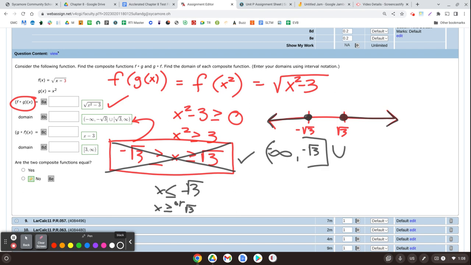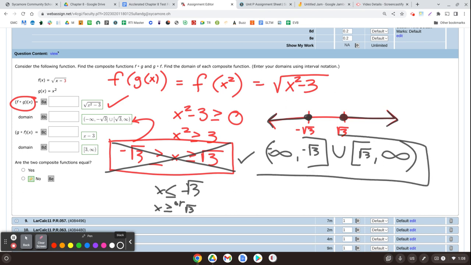Or it could go from radical 3 to infinity. So this is how you explain that in set notation for that. Okay? Boom.